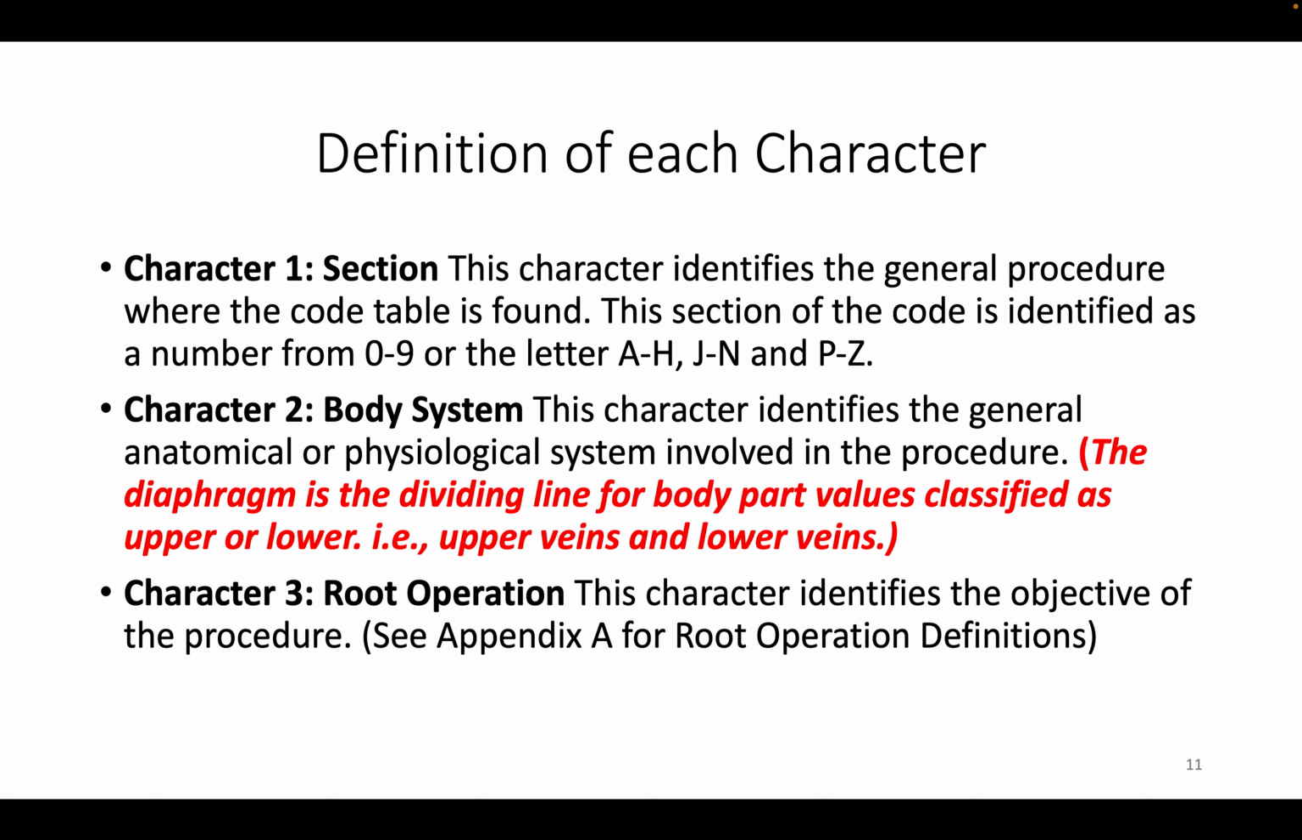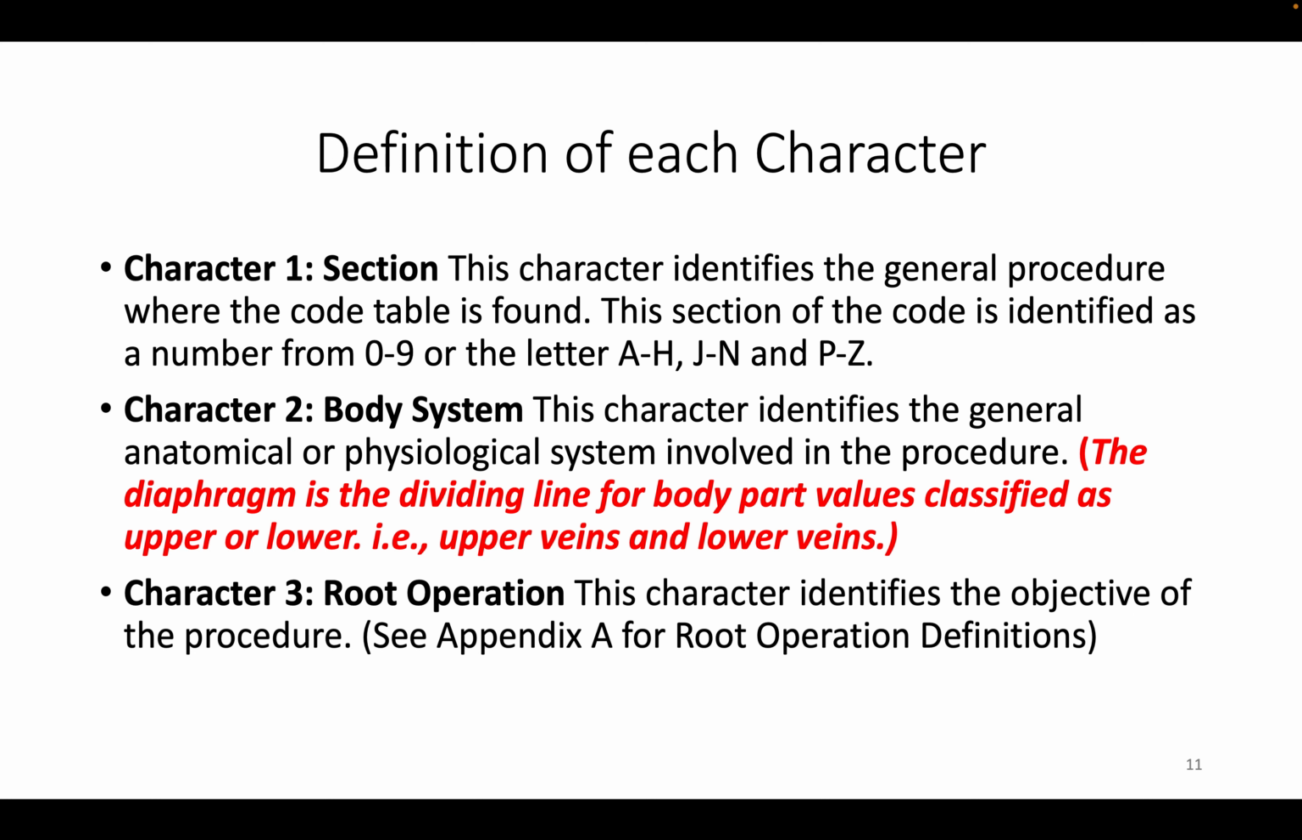The diaphragm is the dividing line of the body part values classified as upper or lower, upper veins or lower veins. So think of your diaphragm as the equator of your body. Anything above your diaphragm is upper. So you have upper bones, upper joints, upper veins, upper arteries, or you have your lower bones, lower veins, lower joints, lower arteries. Very easy to remember, diaphragm, your equator of your body.